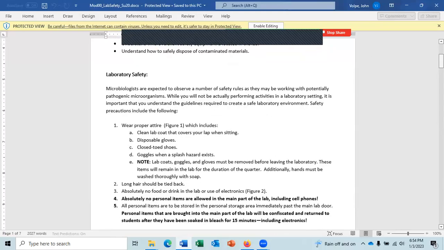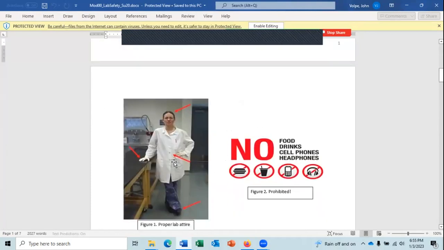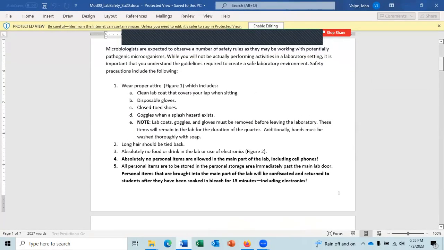So microbiologists observe a number of safety rules as they're working with potentially pathogenic microorganisms. While you're not going to be coming into the lab and doing that, you do need to understand the safety precautions, including wear proper attire, such as shown here. You should have a clean lab coat on, covers your lap when sitting, it should be buttoned. You should have disposable gloves on. You should have closed-toed shoes. And if you're working with a splash hazard, you do need to wear goggles.